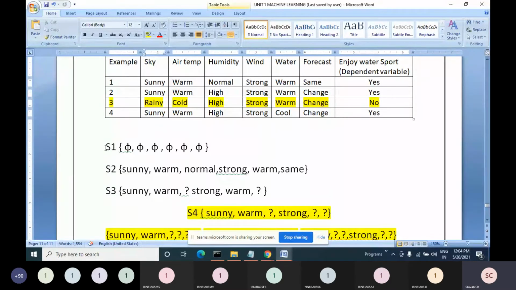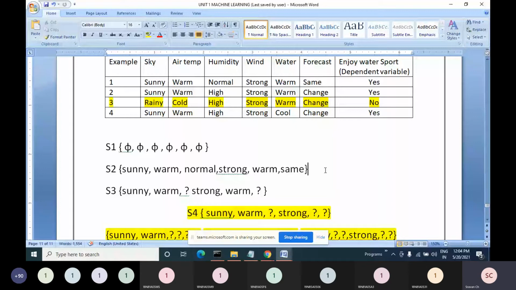So what are the values I find in S1? Initially all are null values. So when I visited the first record, I found some values for my 6 parameters. So what I will do is I will replace all null values with the values found in the first record. So that is my latest most specific hypothesis, I call it as S2. So what values I got? Sunny, warm, normal, strong, warm, same. Means from record 1 I copied as it is, because previously all null values were there. So first record I have observed and I updated my most specific hypothesis.